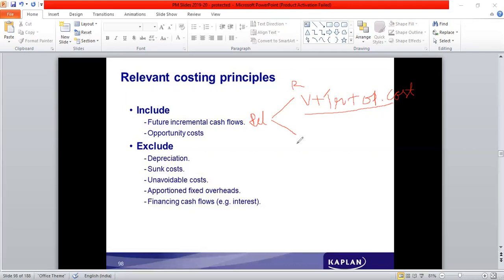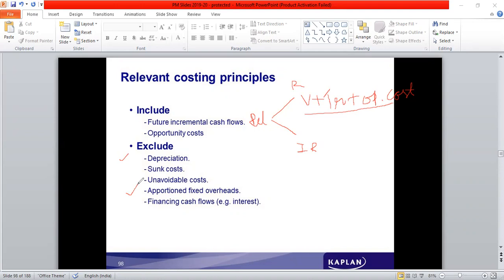What are the irrelevant costs? Irrelevant costs are all that is not under the purview of a manager. Like depreciation is not under his purview. Then any allocated or apportioned fixed cost is not in his purview. He cannot take a decision to avoid them. He cannot see that these costs are not incurred. He cannot alter them at all. So they are not under his purview.